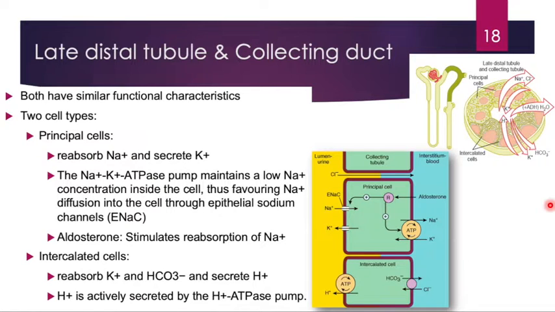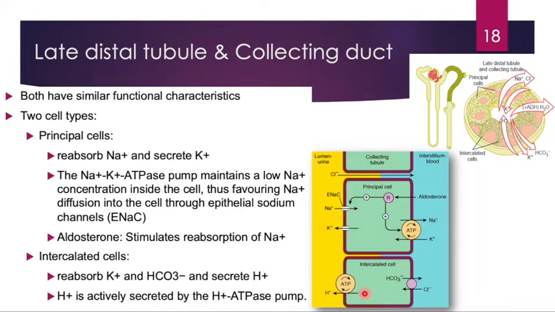At the basolateral membrane of principal cells, there is a sodium-potassium ATPase pump that pumps sodium out of the cells and potassium into the cell. So this will cause the sodium concentration inside the cells to be lower than in the tubular lumen. So this will cause sodium to diffuse into the cells via the epithelial sodium channel, ENaC. This process is governed by aldosterone. The presence of aldosterone will stimulate reabsorption of sodium by the principal cell.